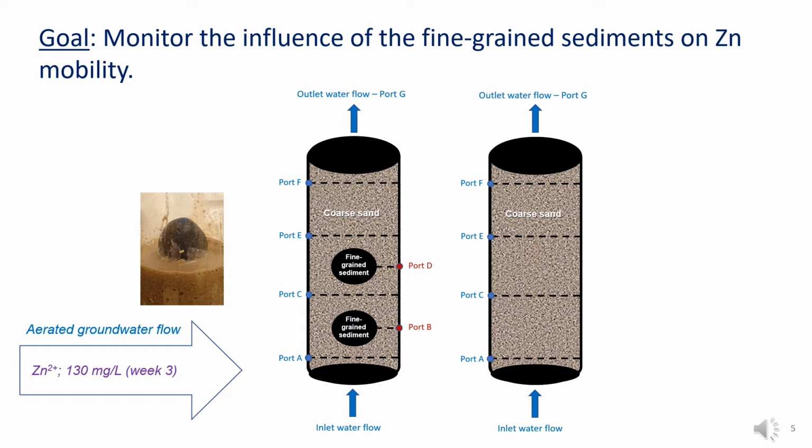This was all done in parallel to control columns containing just the sand, where there are no B and D ports. On the left, you can see how it looks in the process of packing the columns. We then passed artificial aerated groundwater that simulates the composition at Riverton, which has high sulfate concentrations, and at week 3 of the experiment introduced zinc. We worked with relatively high concentrations of zinc so we could thoroughly examine its behaviour and speciation.